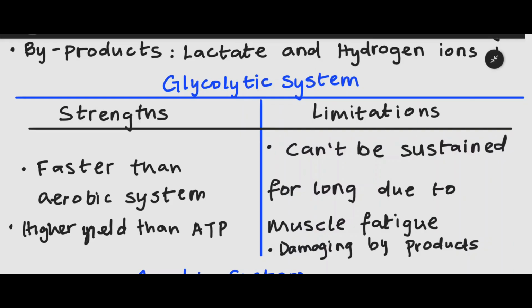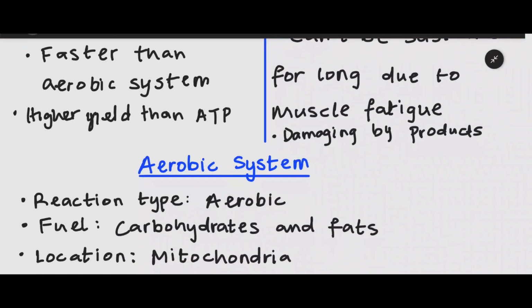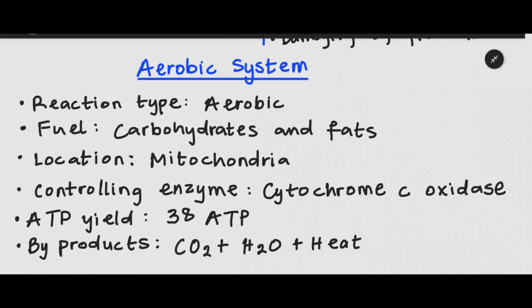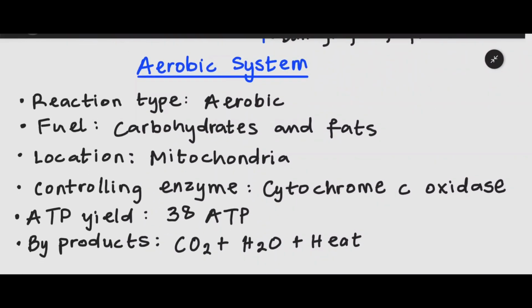Now let's look at the aerobic system. The aerobic system is a long duration system. So it powers anything that lasts from 3 minutes up to hours and hours and hours. So think about long distance cycling, marathon, and all of those long duration activities. So let's look at the breakdown.